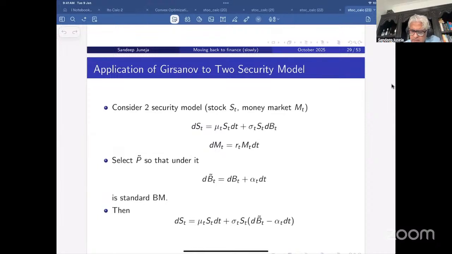So, we had this two security model earlier, right? Just one sec again. Put them to my pen here. Oh, now suddenly it's gone off.